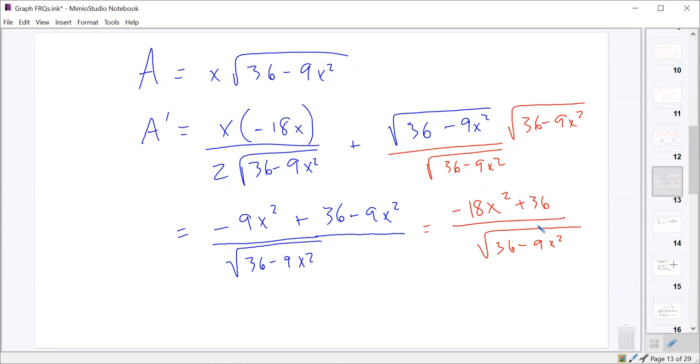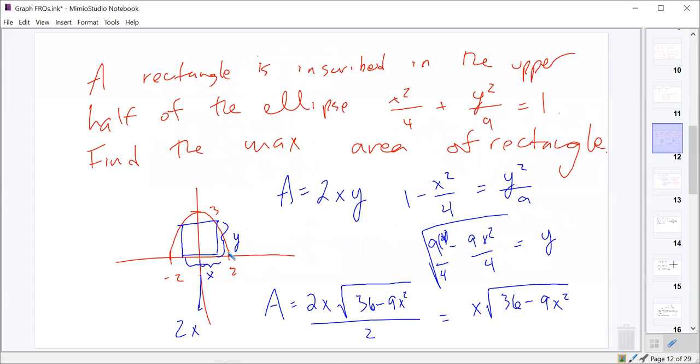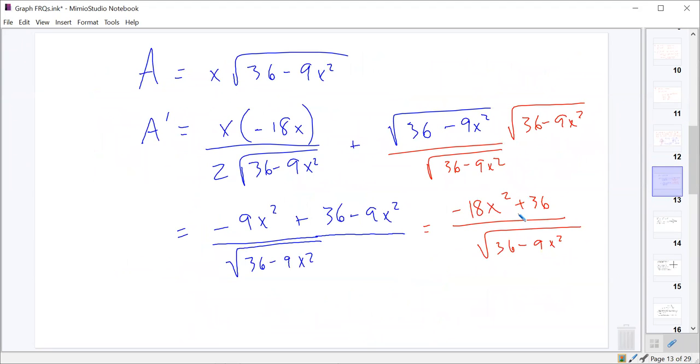And if we're going to look for when that's equal to 0 and when it's undefined, anything that makes the denominator of this thing equal to 0 makes it undefined. But those values are just going to be, you can see that that'd be when x is 2 or when x is negative 2. And when x is 2 and when x is negative 2, well, there's no rectangle to even draw, right? Because if x is 2 and x is negative 2, it's just a straight line. So those are where your minimums would occur. So really, we're just concerned about when the numerator of this, 36 minus 18x squared, is equal to 0.